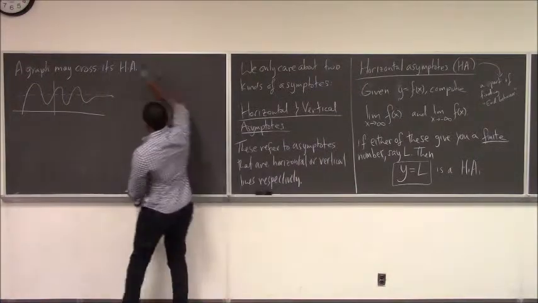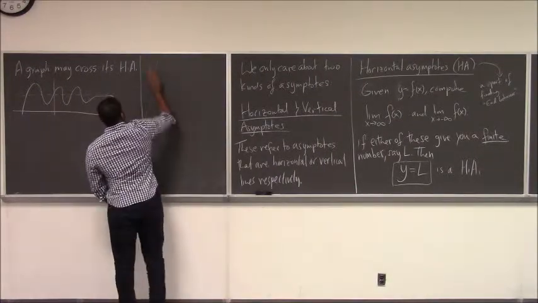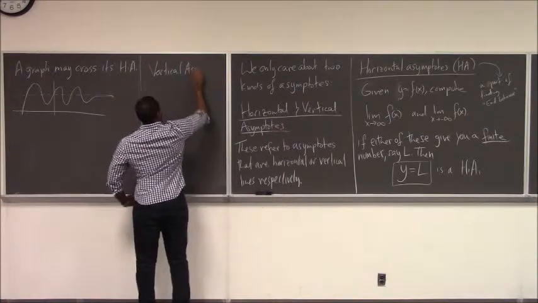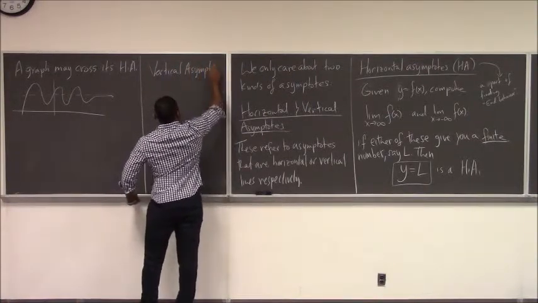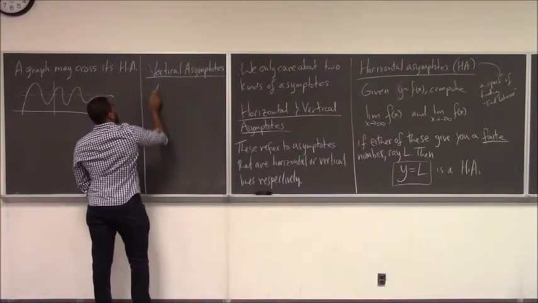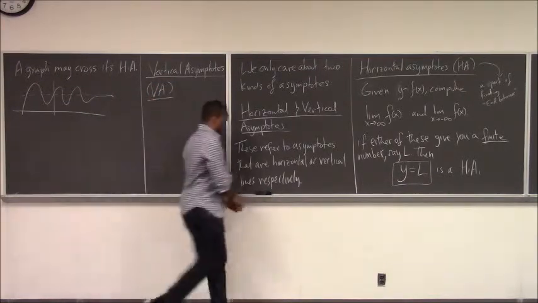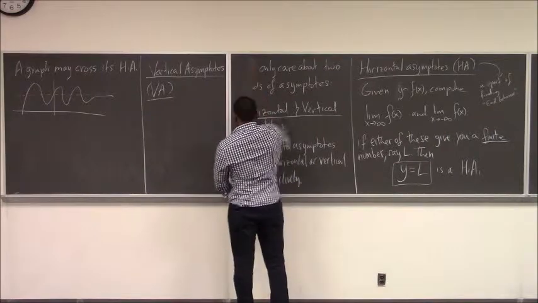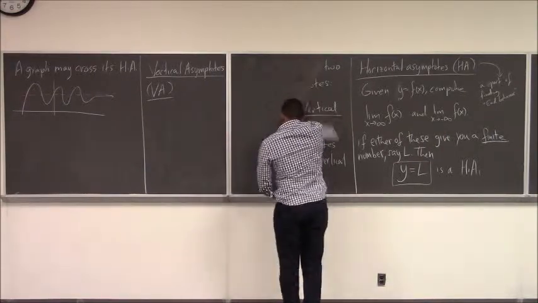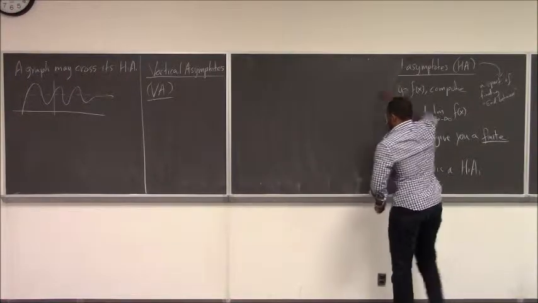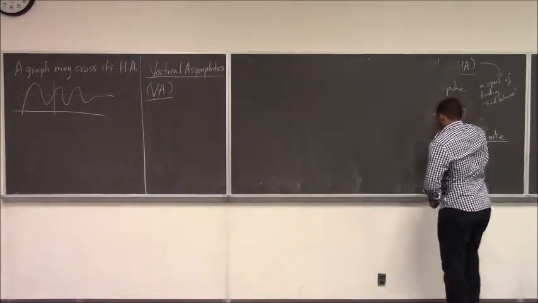Let's talk about the vertical asymptotes, which I will call VA. So this is just a vertical line that a graph will approach as the y values are going to infinity.